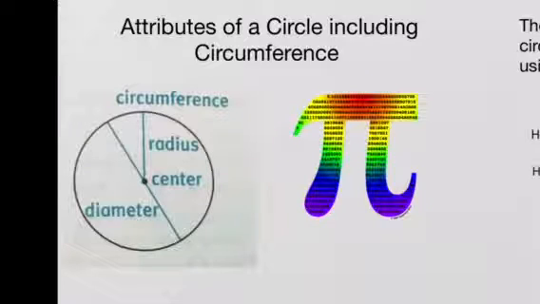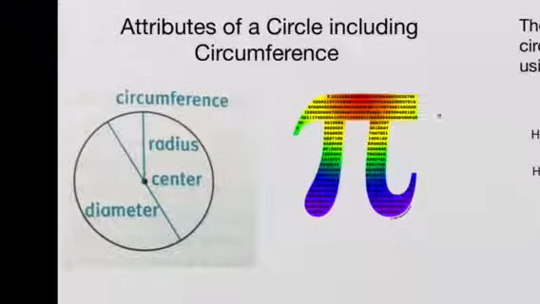If you know the diameter and you want to find the radius, you can divide the diameter by two and you will get the radius. If you know the radius and you want to get the diameter, then you multiply the radius by 2 and then you have the diameter.